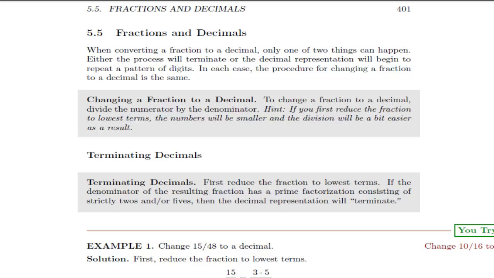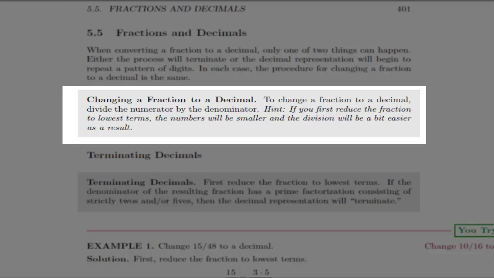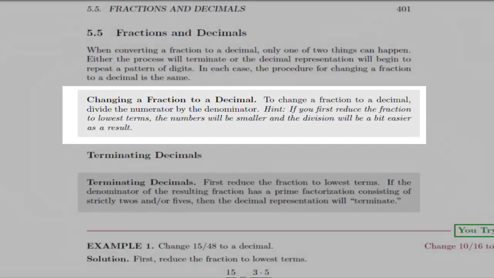Either the process will terminate, or the decimal representation will begin to repeat a pattern of digits. In each case, the procedure for changing a fraction to a decimal is the same. Changing a fraction to a decimal. To change a fraction to a decimal, divide the numerator by the denominator. Hint: if you first reduce the fraction to lowest terms, the numbers will be smaller, and the division will be a bit easier as a result.